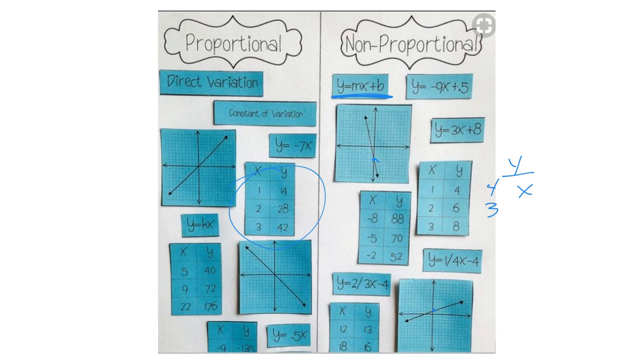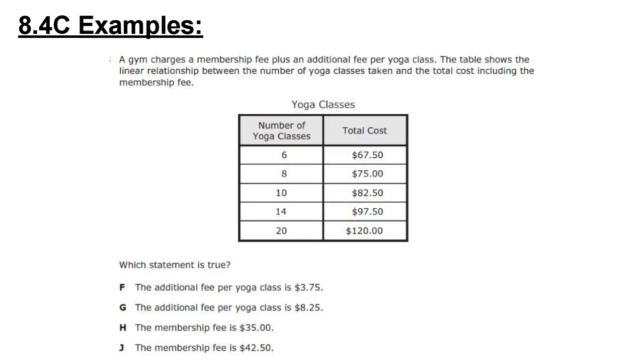So the difference is the equation. Proportional has one number, your slope. Non-proportional has two numbers, your slope and your y-intercept. The table for a non-proportional is not constant. And the graph for a non-proportional does not go through the origin. Okay, guys, now we're going to look at some examples.